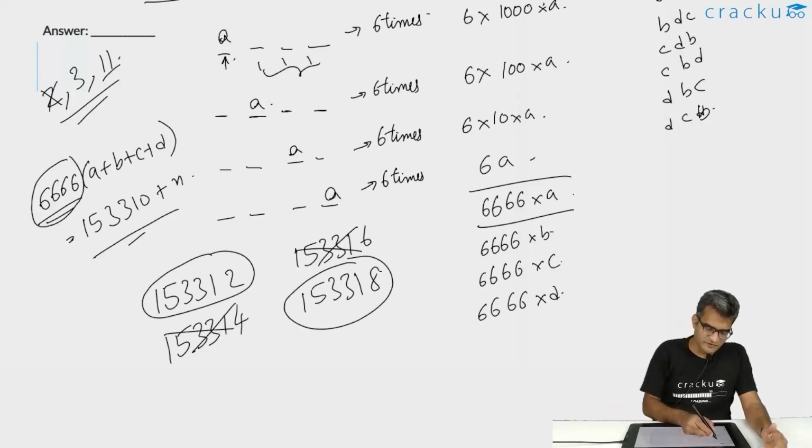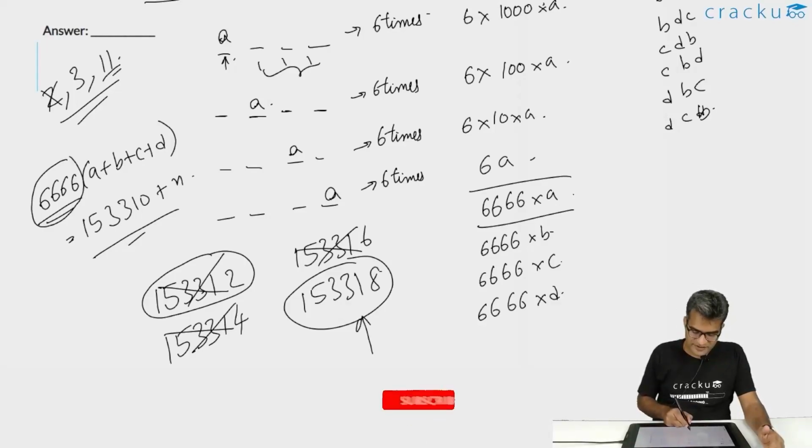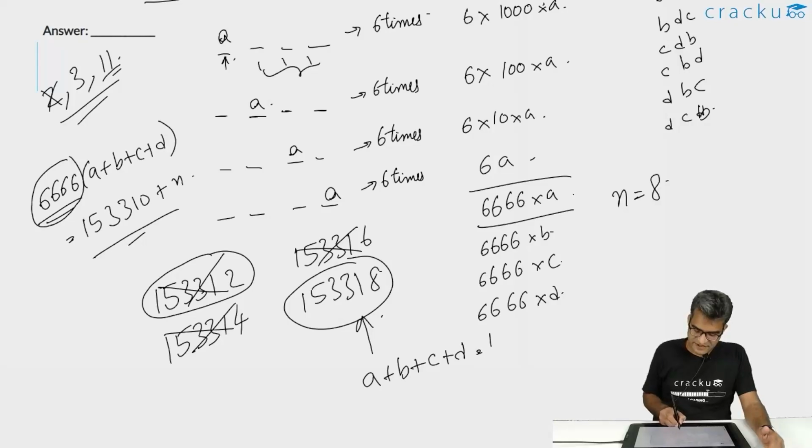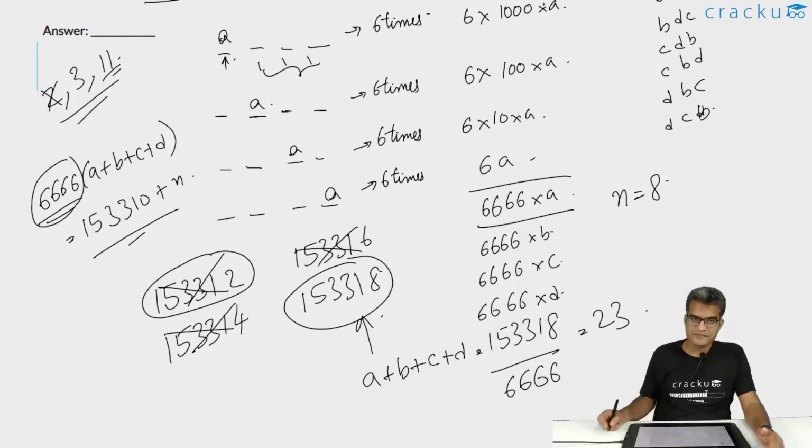Again, it has to be a multiple of 11. If you figure it out, this is not a multiple of 11. The only possibility is this one. So the value of N is 8 and the value of A plus B plus C plus D is 1,53,318 divided by 6666, which will come to 23. So the sum of these two is 23 plus 8, which is 31.